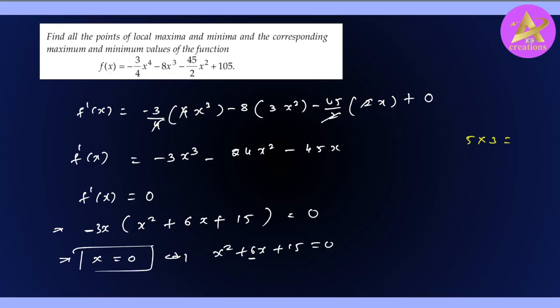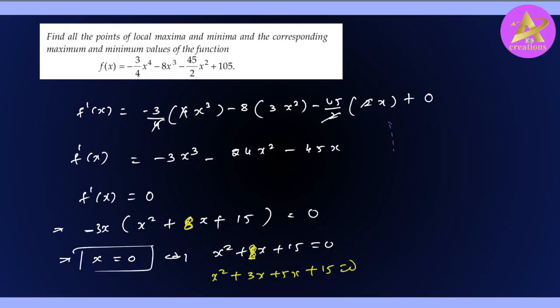x square... no, I think this is 8, right? Sorry, 8 3s are 24, yes, this is 8. This is correct. We can take 5 3s, 15 we get, 5 plus 3 we get 8. We can take the two numbers as 3 and 5, we get x square. I will take this as 3x plus 5x. Can I write 8x like this, plus 15 equal to 0?